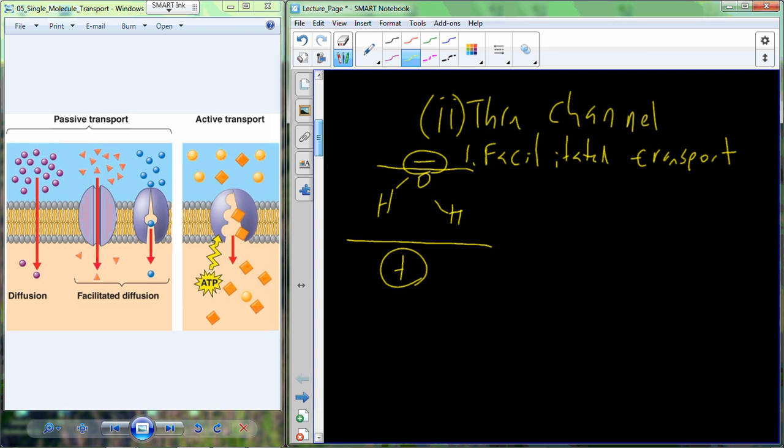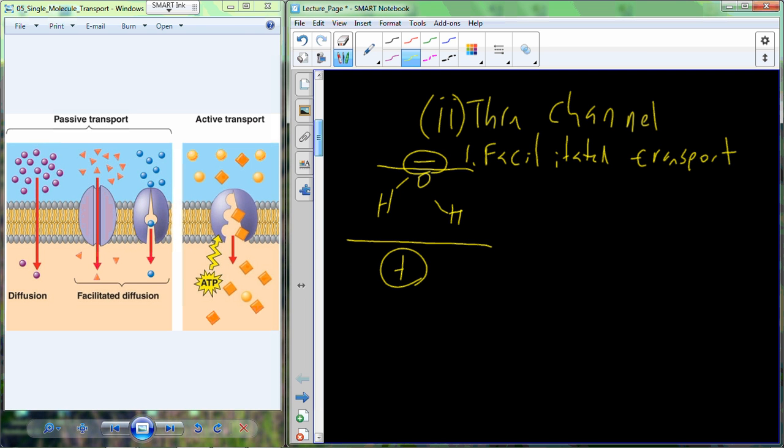Let's say I have a molecule here now that's polar. And I've already told you that likes dissolve likes, right? So if it's a polar molecule, how well can it get through the nonpolar membrane? Not well at all. What if it's a nonpolar molecule? It just slips right through.